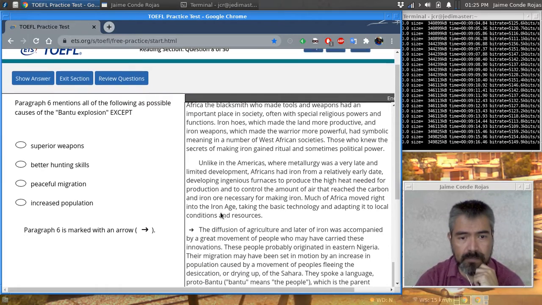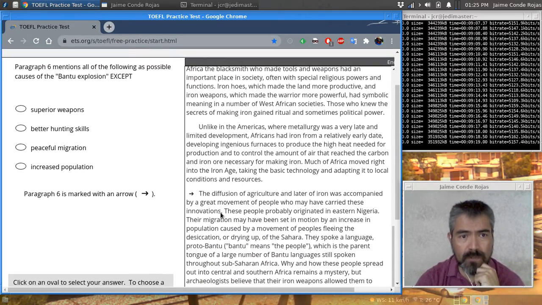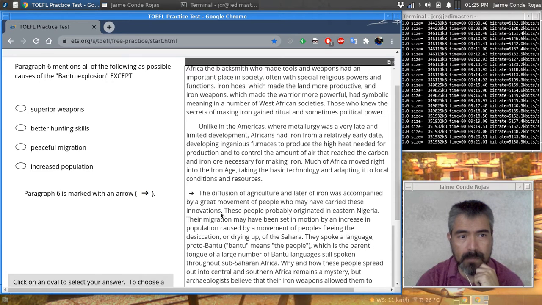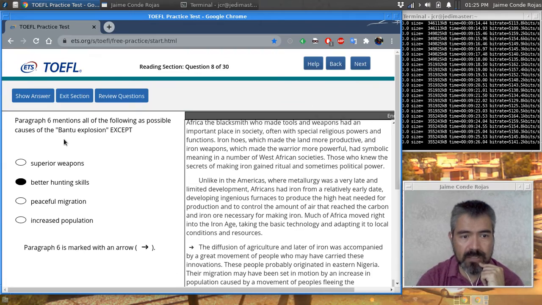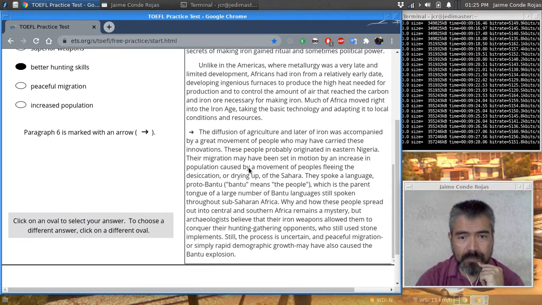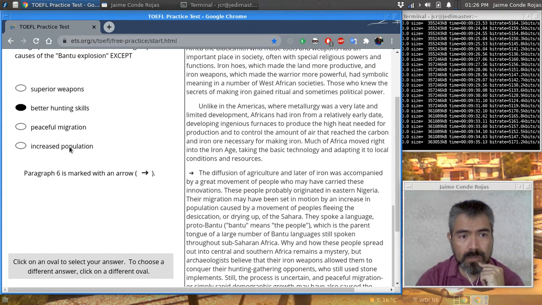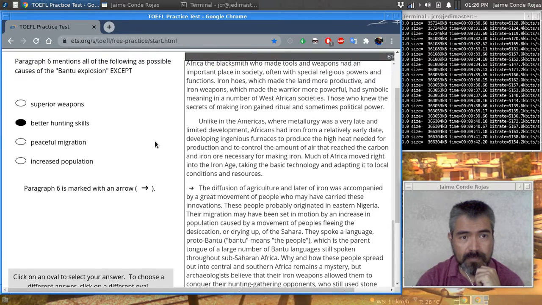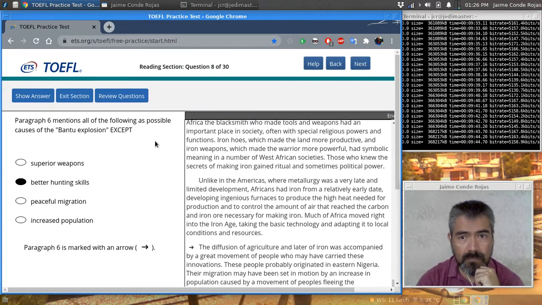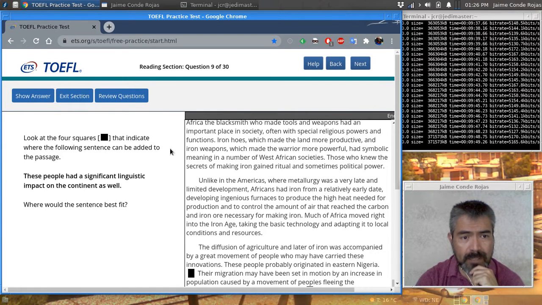Paragraph 6 mentions all of the following as possible causes of the Bantu explosion except maybe better hunting skills. Again, you have to read this paragraph to find these possible answers. Then we have another type of question.